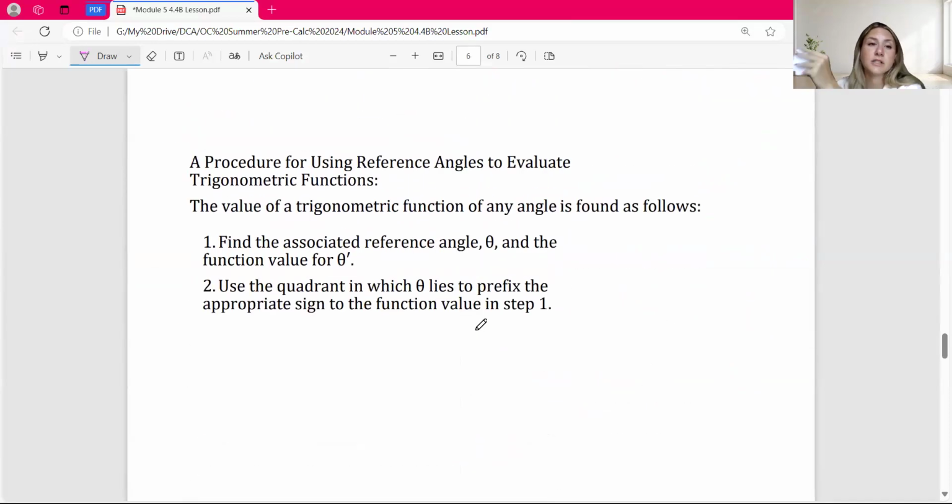Here are the steps first, if you want to jot them down. First, when we do this, you want to find the reference angle, just like we did right above this. If we were given the angle 130, first thing we did was find the reference angle of 50. And then we use the quadrant in which that angle lies to find the appropriate sign, whether it's positive or negative, of the value. And we're going to apply these steps to problems on slides 7 and 8.